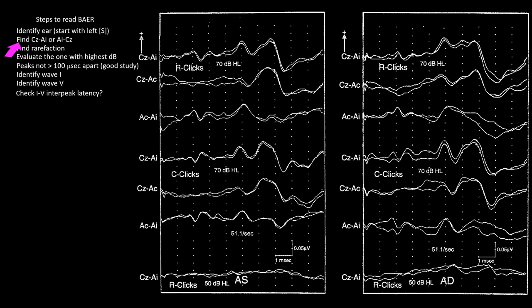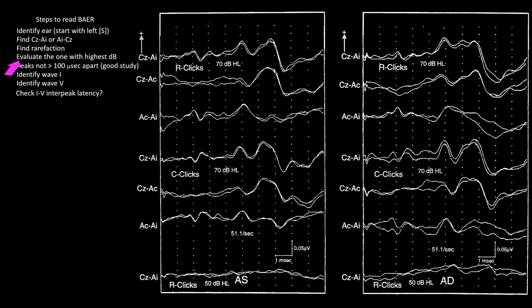Next, you find the vertex ipsilateral ear or ipsilateral ear to vertex derivation. Either will do. Here we have one, and here we have another. Next, we look at those tracings obtained by rarefaction. Here we have one, and here we have another.